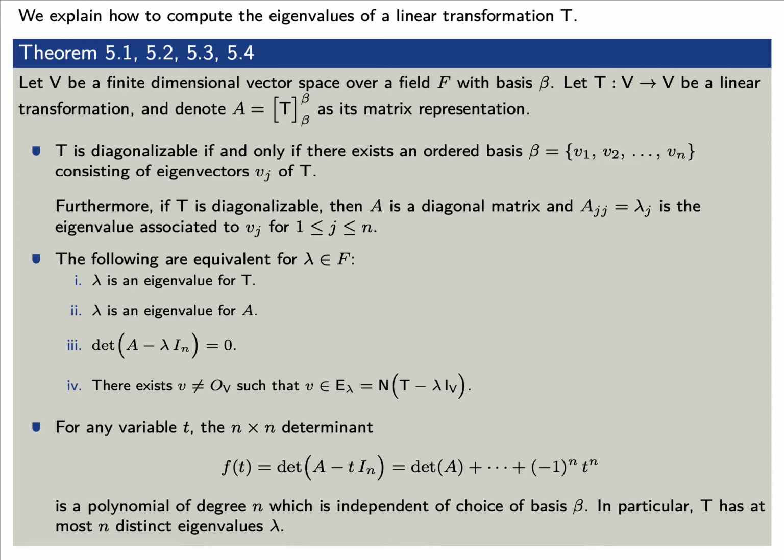Finally, for any variable t, the n by n determinant, what we're defining as f of t, which is the determinant of A minus t times the n by n identity matrix, is a polynomial of degree n, which is independent of the choice of basis beta. In particular, our linear transformation T has at most n distinct eigenvalues lambda.